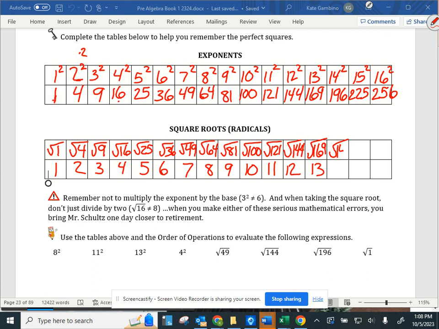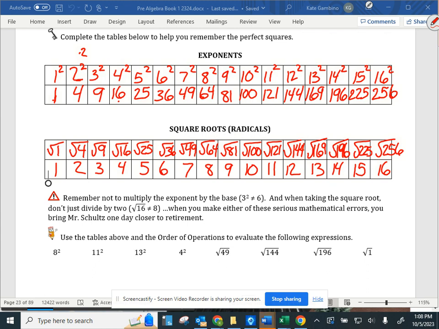Square root of 196 is 14. Square root of 225 is 15. Square root of 256 is 16. They are opposites.